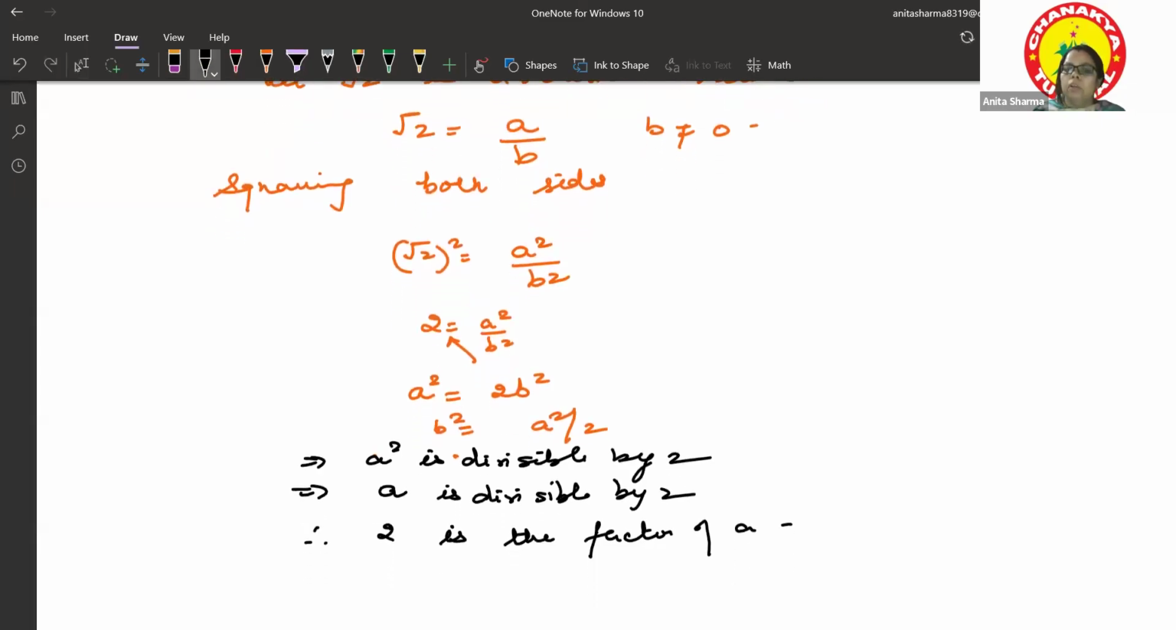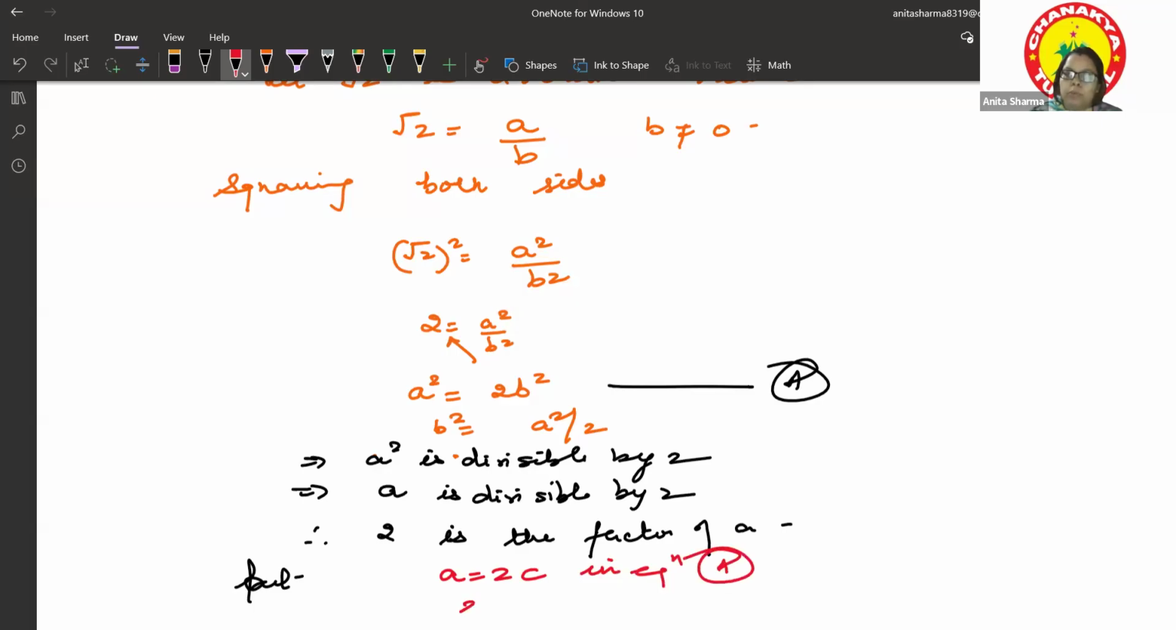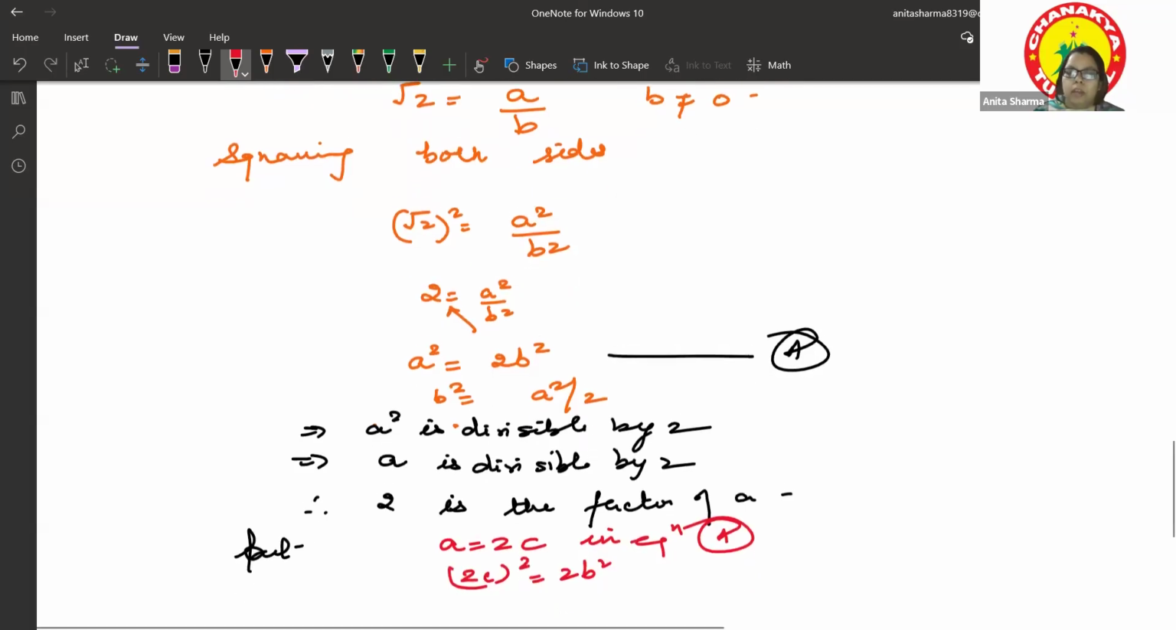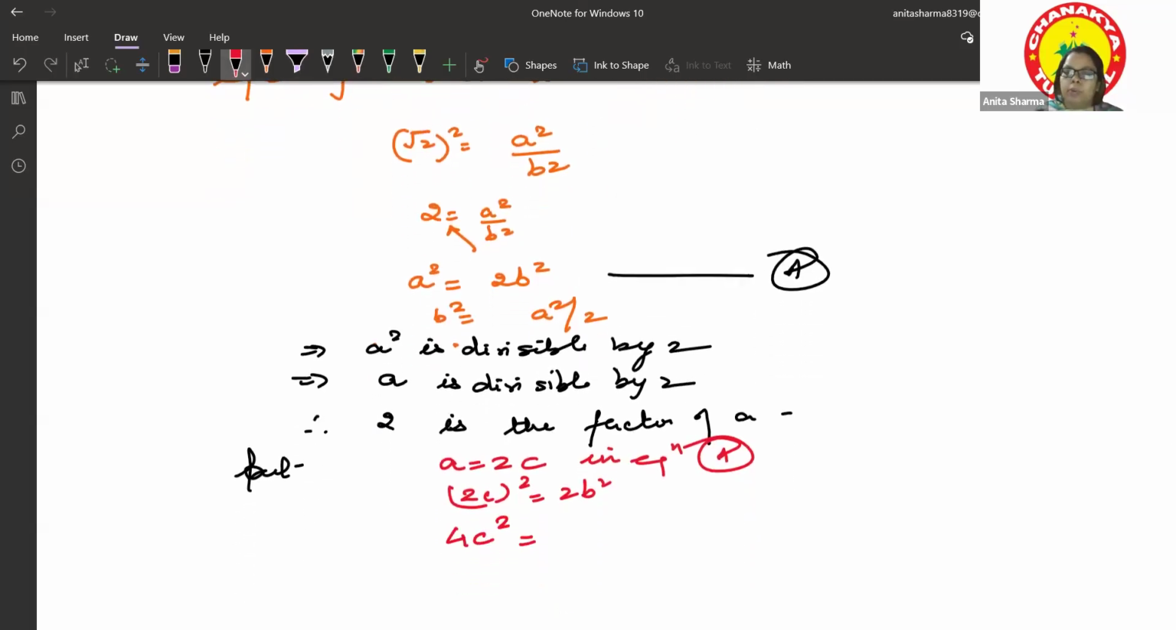After this step, what you have to do? Let us mark this equation as 1. Now put a as 2c. If you have to prove that root 3 is an irrational number, then you will put a is equal to 3c. Right? If you have to prove root 7, then you will put a is equal to 7c. So now squaring both sides and putting in equation 1, it becomes 2c whole square is equal to 2b square. And then 4c square is equal to 2b square. Then the 2 will be cancelled. So 2c square is equal to b square. Then the value of c square will be b square upon 2.